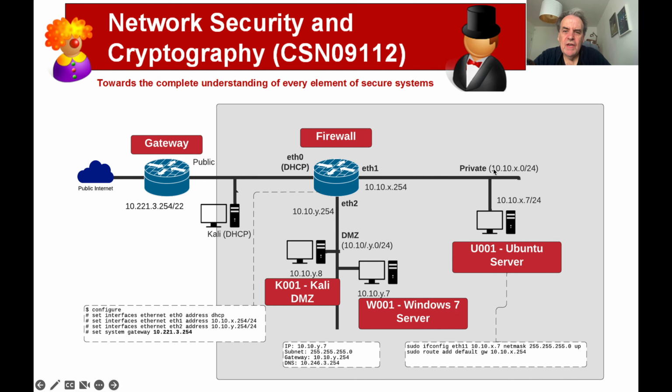These two networks are defined as 10.10.x.0 and 10.10.y.0. So you'll be allocated either an X or a Y to be able to define your network. So in this case, I'll just use 10.10.10.0 and 10.10.11.0 for this network.